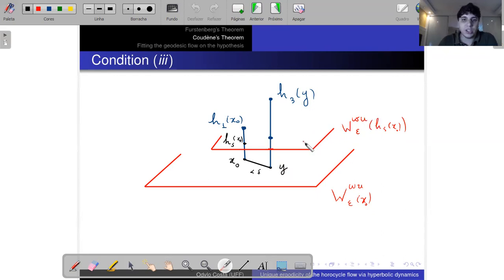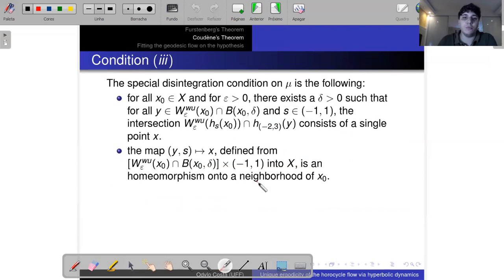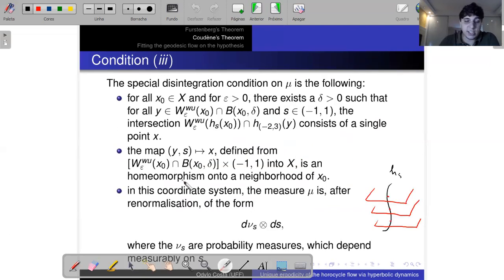So it defines a function, and we ask for this function to be a homeomorphism. Moreover, we ask that in this coordinate system, the measure mu is, at least after renormalization, of the form of a product, where ds is the Lebesgue measure along the flow line h_s, and nu_s are probability measures that depend measurably on s.